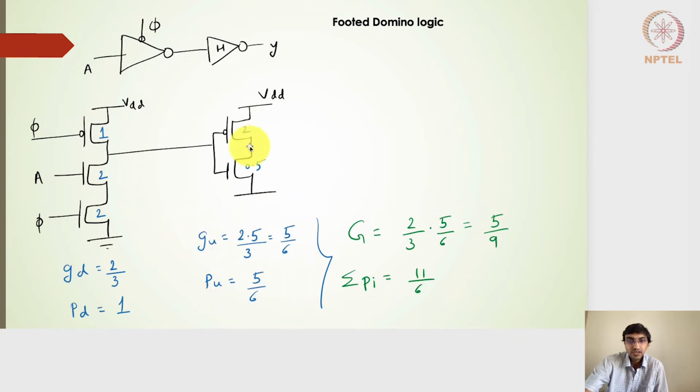The logical effort of going up for a high skew inverter is 5 by 6, and then the parasitic is also 5 by 6. So the product of the logical efforts for both the stages put together will be 2 by 3 multiplied by 5 by 6, which is 5 by 9. And then the summation of all the parasitics will be 1 plus 5 by 6, which will be 11 by 6. Right? Hope again this is clear. So what we have seen so far is the unfooted domino logic and then the footed domino logic. And then we have evaluated the logical effort, and then we have evaluated the parasitics, the total parasitics.